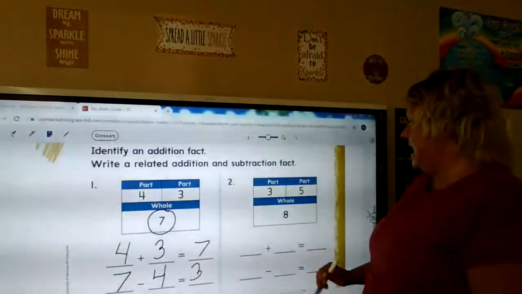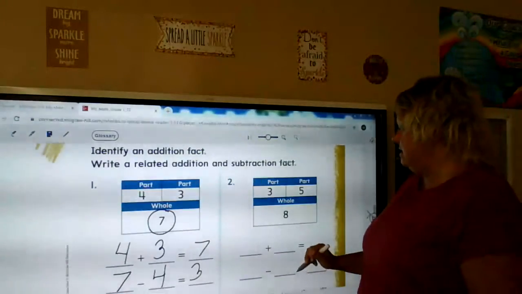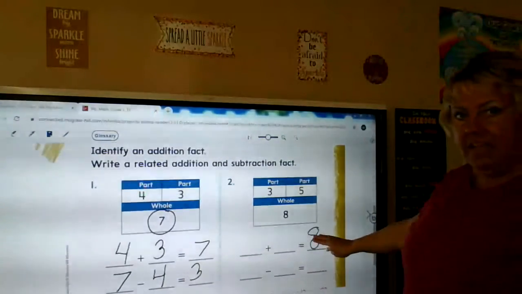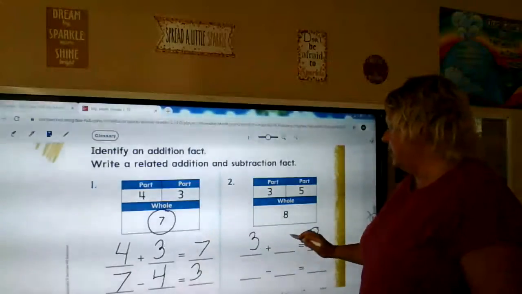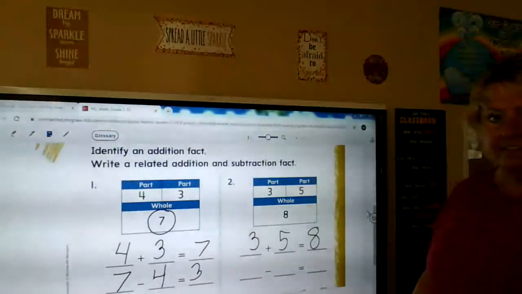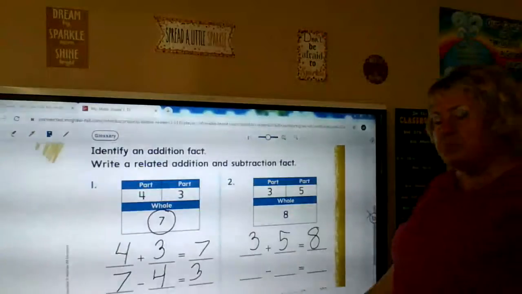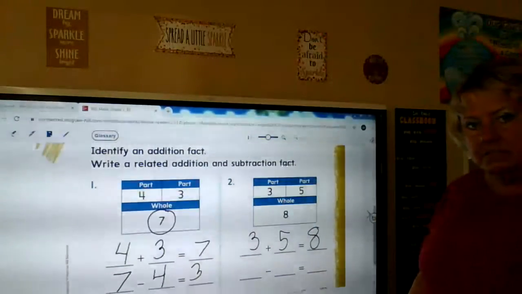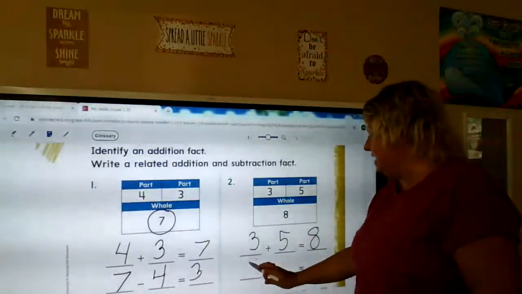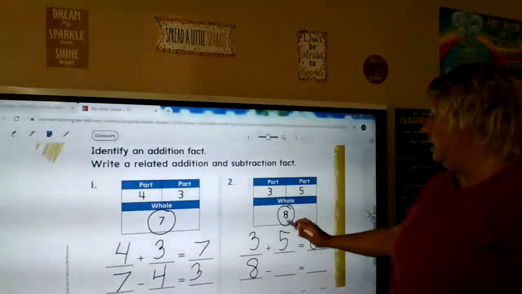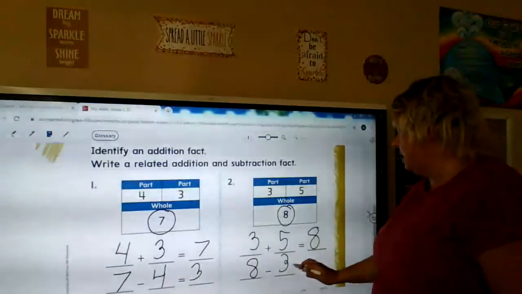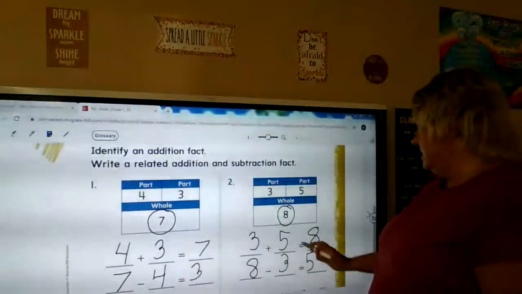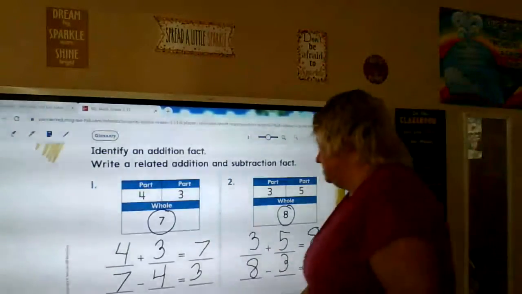Yes. Okay, I have a 3, 5, and an 8. 8 is my whole. For addition, it's at the end. One of the parts is 3, one of the parts is 5. How can I write a subtraction problem using a 3, a 5, and an 8? Subtraction means we start with the whole and we break it into 2 parts. Is 5 plus 3 8? Yes.